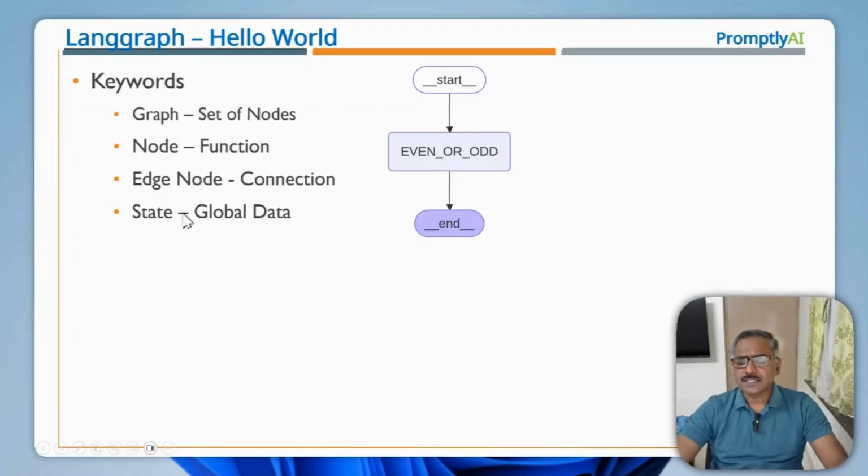State is considered as global data, meaning in LangGraph, every node is a function. Every function takes one argument, which is of type state. State is a user defined data type. So every function is going to return a value of the same type, which is a state. That means every node takes one input called a state, and every node is also going to return the same state.